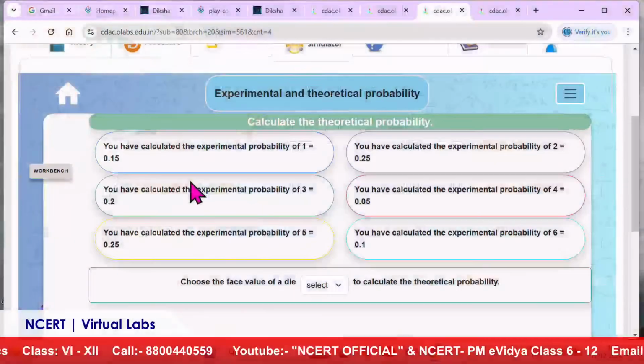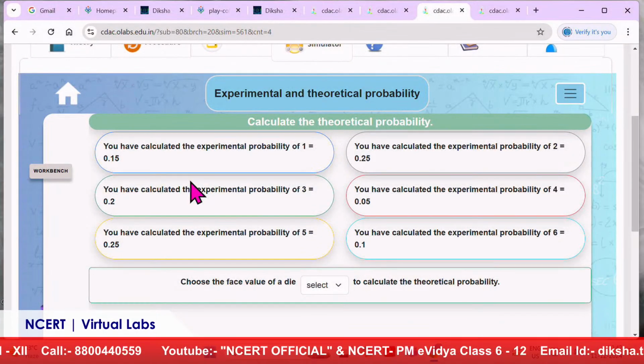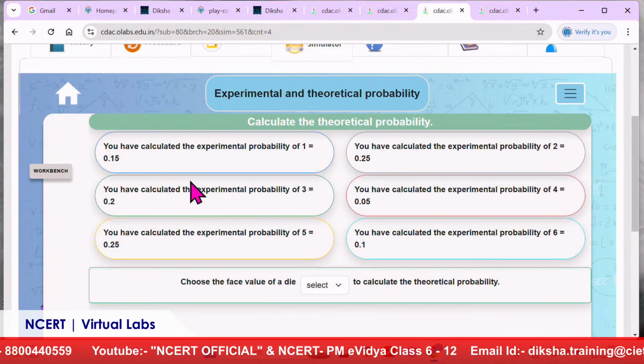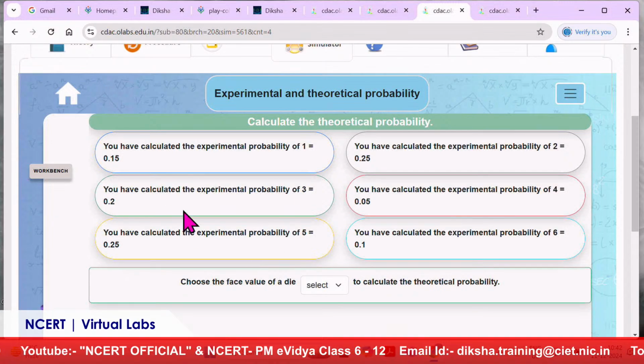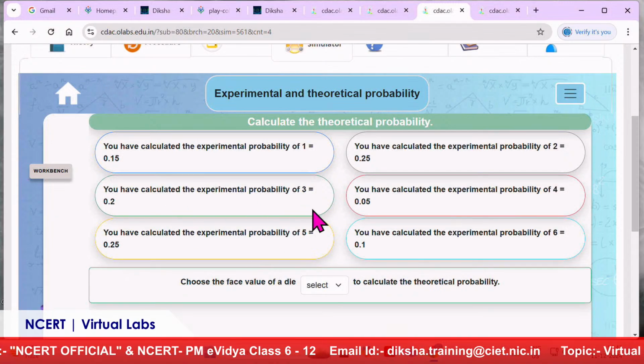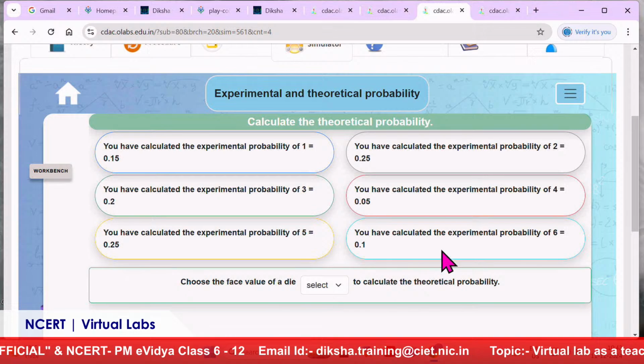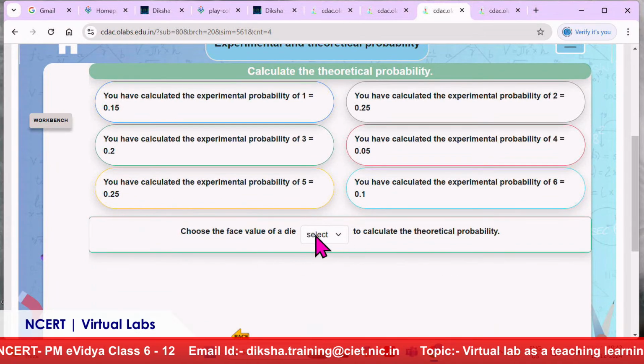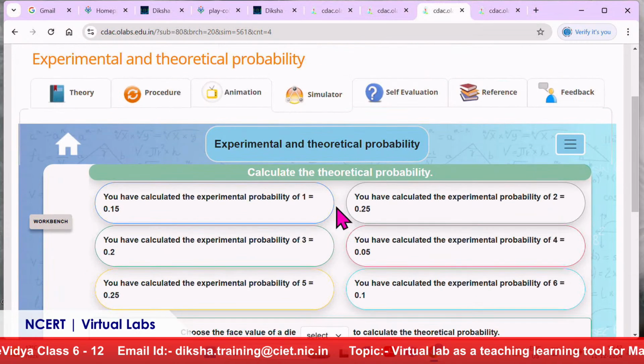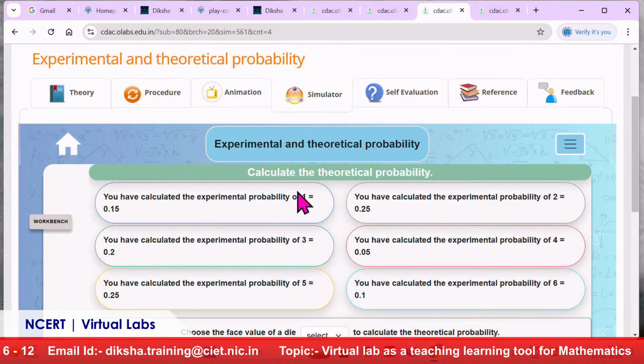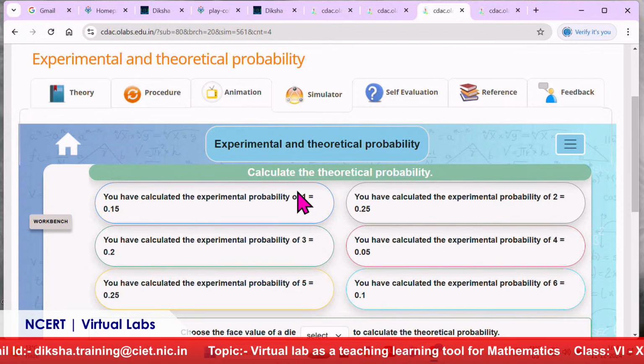Exactly. So next, we have calculated the experimental probability of getting 1, that is 0.15. We have learned that we always get the probability in the range between 0 and 1. So what answers have we observed? We have calculated the experimental probability of getting 3, getting 5. All the results you can see here. So choose the face value of a die. Similarly, you can perform this activity in the classroom.